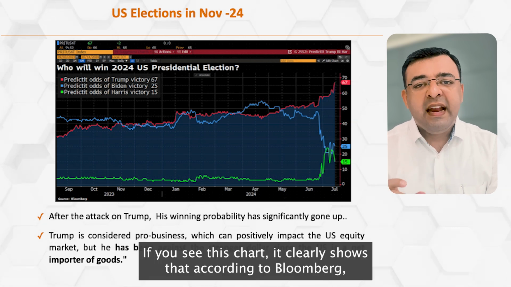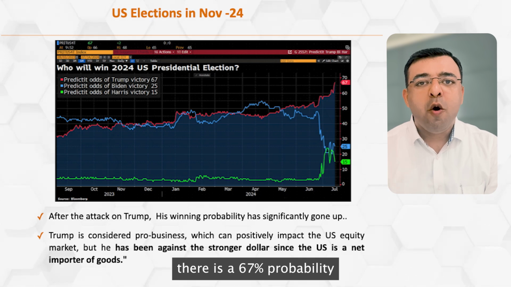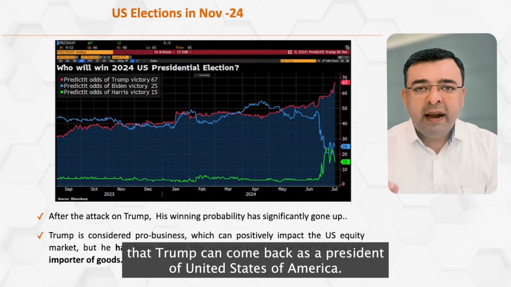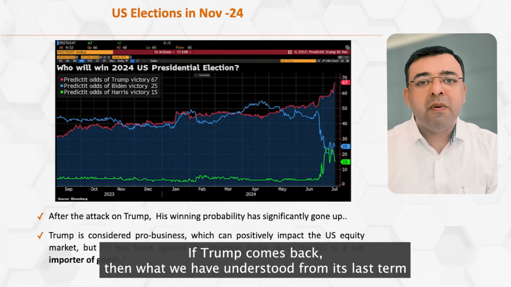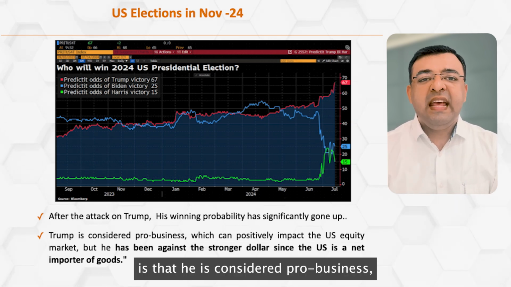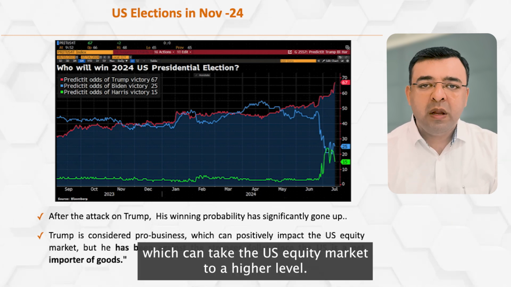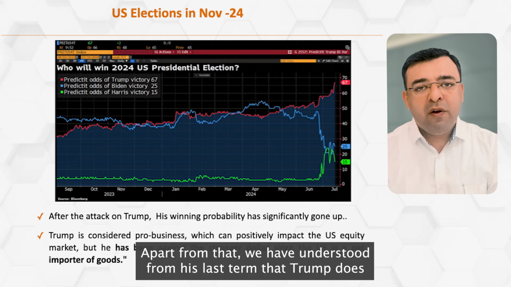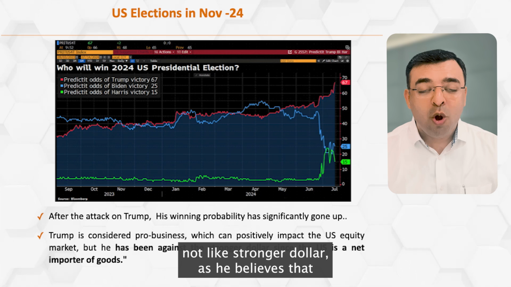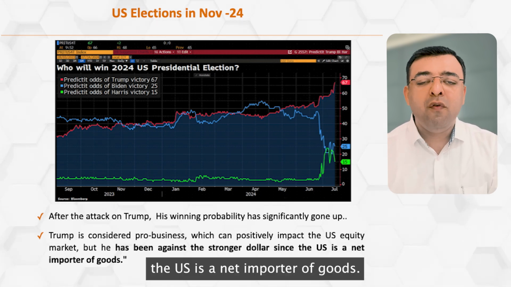If you see the chart, it clearly shows that according to Bloomberg, there is a 67% probability that Trump can come back as President of the United States of America. If Trump comes back, then what we have understood from his last term is that he is considered pro-business, which can take the US equity market to a higher level. Apart from that, we have understood from his last term that Trump does not like a stronger dollar, as he believes that the US is a net importer of goods.